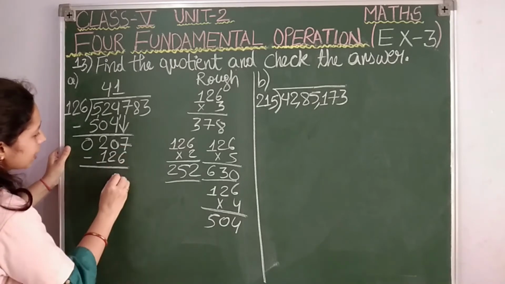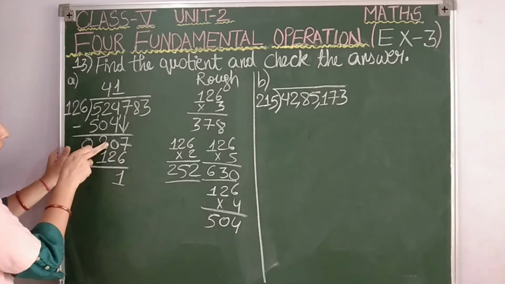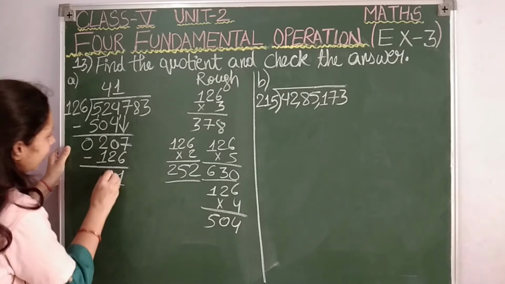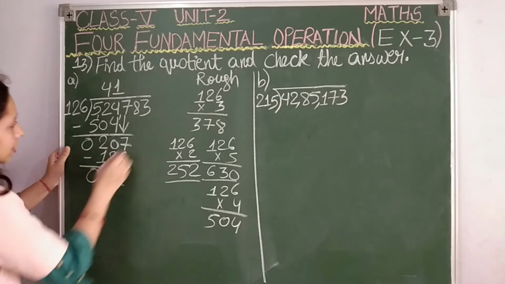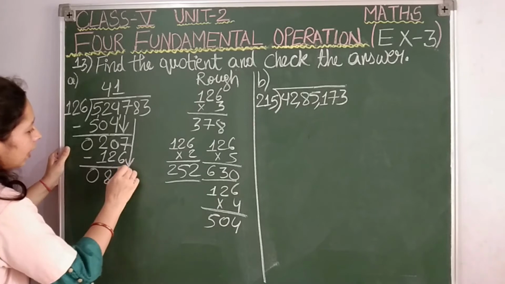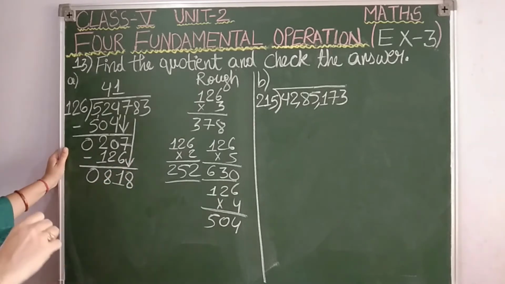Now again 7 minus 6 is 1. I have to borrow 1 here. It will become 10. 10 minus 2 is 8. Here it will be 1. 1 minus 1 is 0. Okay. Now let us take down 8. 818 I am getting, students.